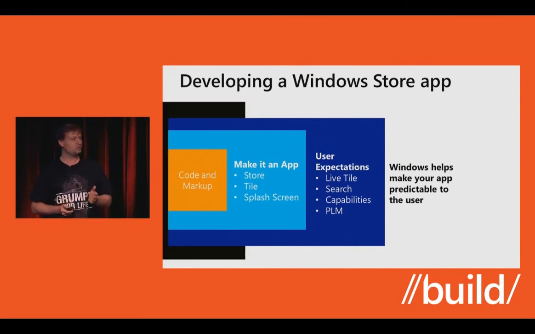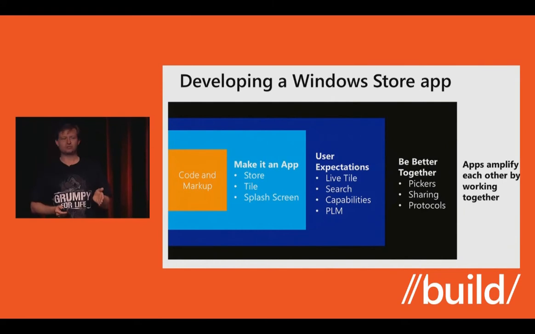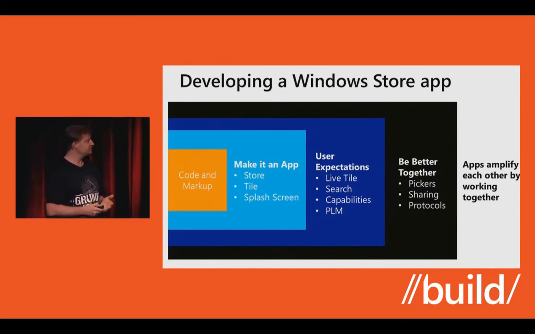Now there's one more step along this chain. So we now have an app that works really well with Windows. Windows 8 gives you the ability to have applications that work well with other apps. So you get this amplification effect of apps helping other apps to be even better. And John, I think this is your opportunity.